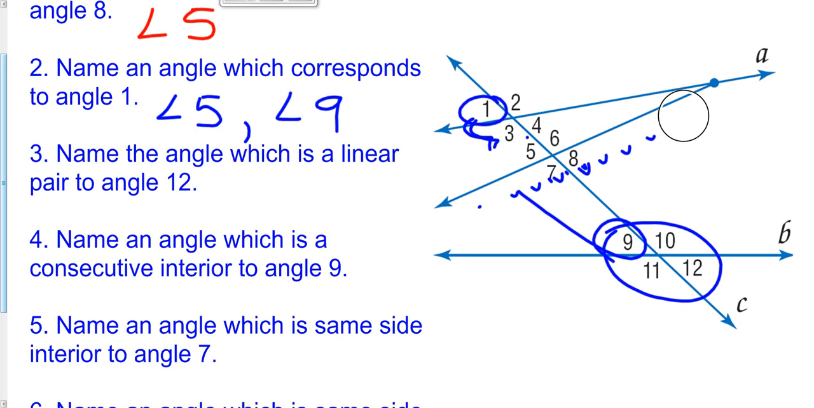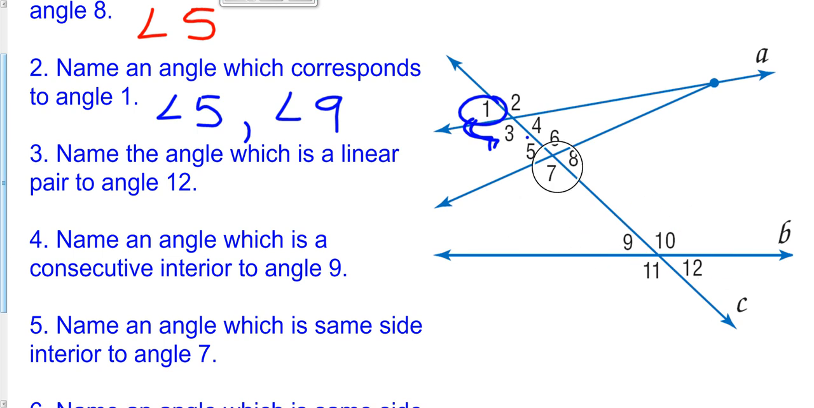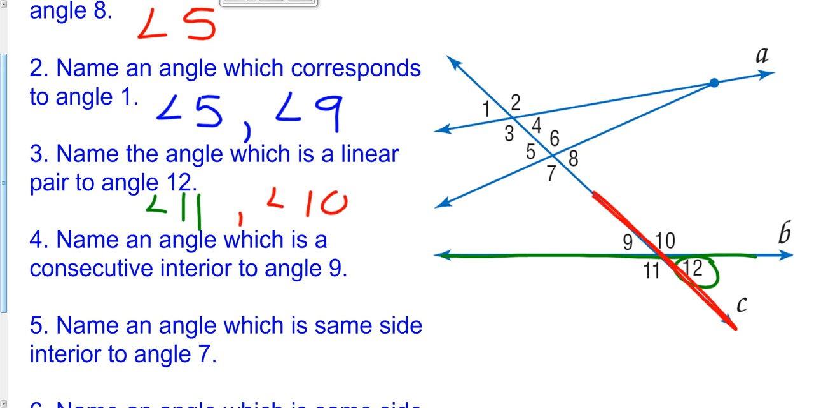There's going to be 2 answers for this next one. Which angle forms a linear pair with angle 12? So here's angle 12. A linear pair is 2 angles that form a line. So 11 and 12 form this line. Angle 11 is a linear pair. And then you also have this line with angle 10 and 12. So angle 11 as well as angle 10.